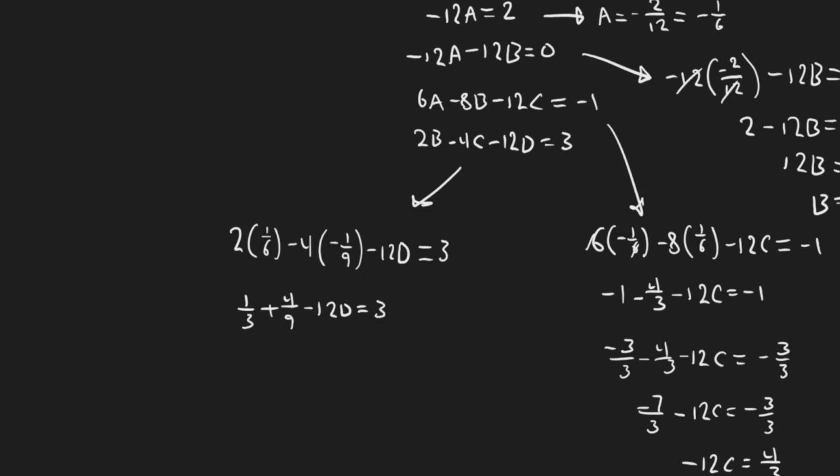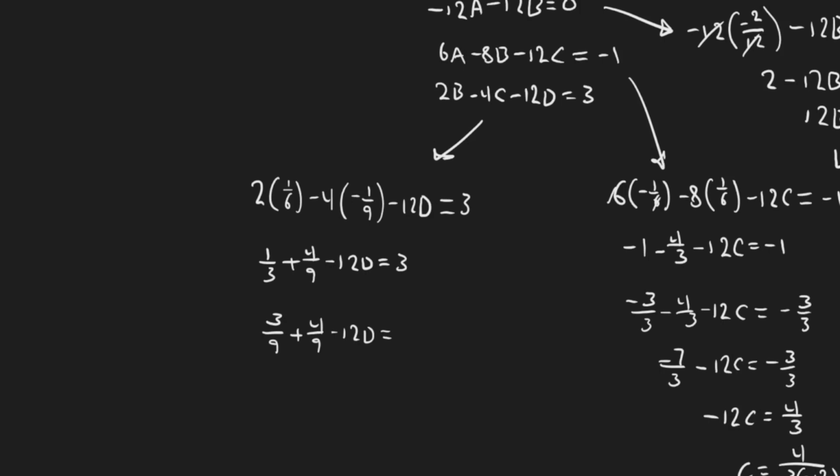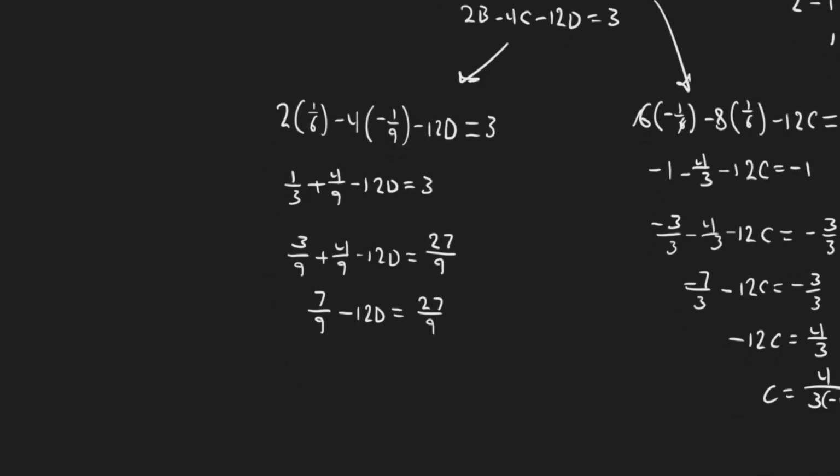Okay, so again, I'll get everything in terms of a common base, and here that seems to probably be 3. 3/9 plus 4/9 minus 12d equals 3 times 9 over 9. So 3 times 9 is just going to be 27 over 9. Okay, so 3 plus 4 is the same thing as 7, still over 9, minus 12d equals 27 over 9. Subtracting a 7/9, we have negative 12d equals 20 over 9, just like that.